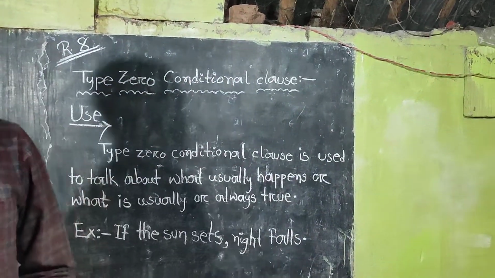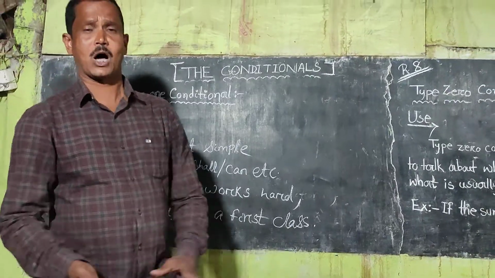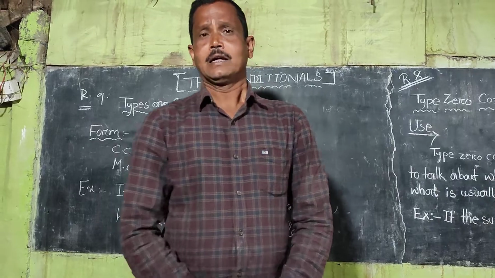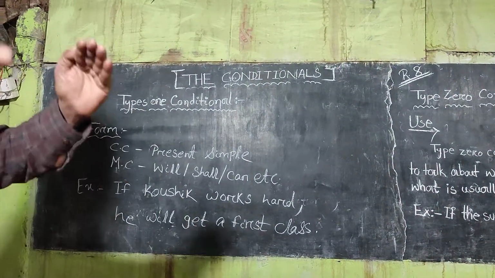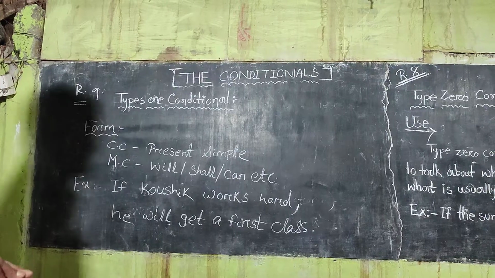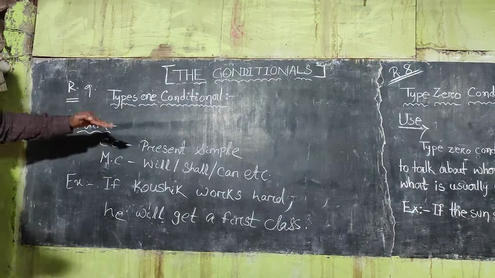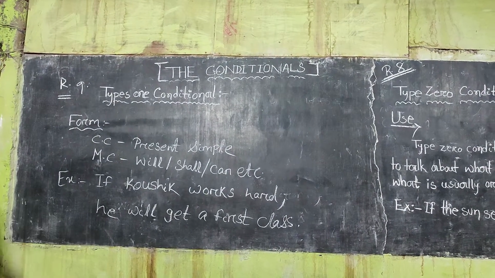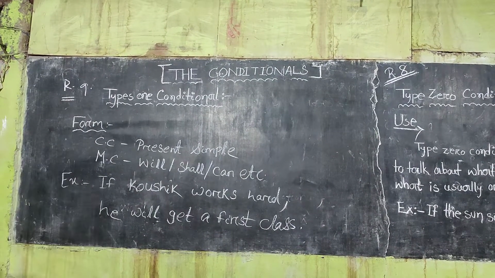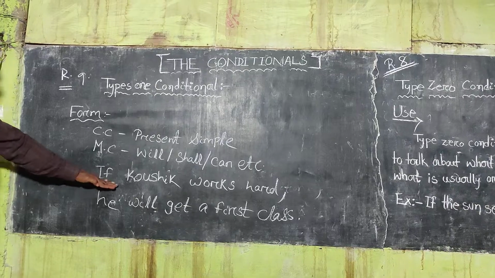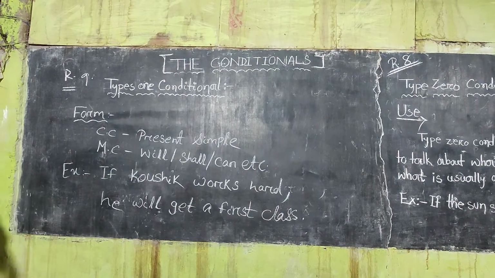If the sun sets, night falls. This sentence says what usually happens, and this is a type 0 conditional. Rule 9, type 1 conditional. How to identify type 1 conditional? In type 1 conditional, the conditional clause takes present simple, and the main clause takes will, shall, can, etc. Here is the example: if Kaushik works hard, he will get a first class.